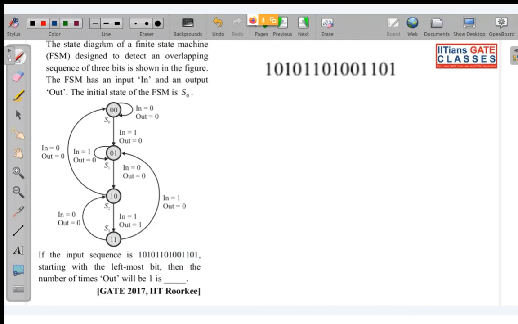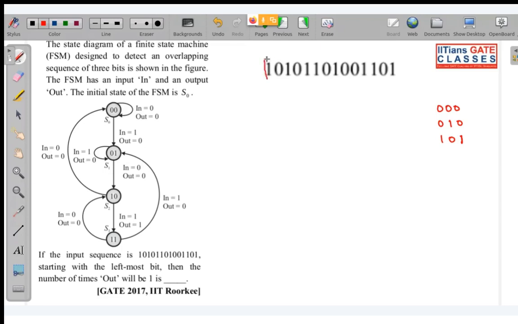So what is given? The state diagram of a finite state machine FSM designed to detect an overlapping sequence of 3 bits. Overlapping sequence means what? That basically there is some sequence, we don't know. The sequence can be anything. It can be 0, 0, 0. It can be 0, 1, 0. Okay, it can be 1, 0, 1. Any sequence of 3 bits is possible and you have to detect it. So basically this is your overlapping sequence detector.